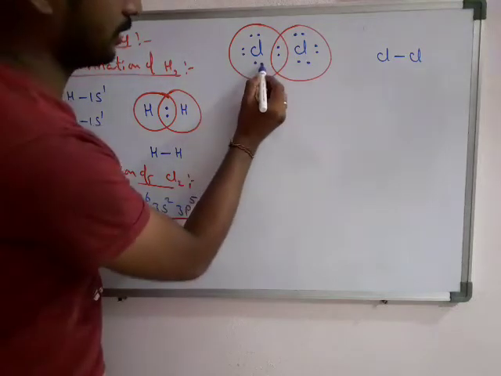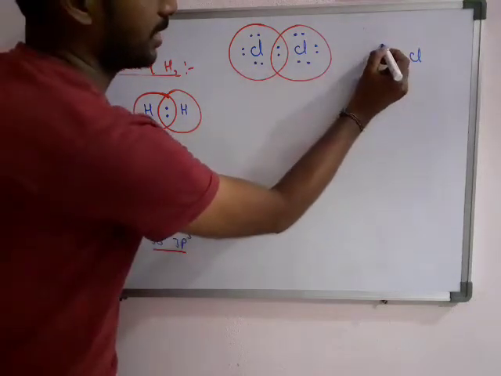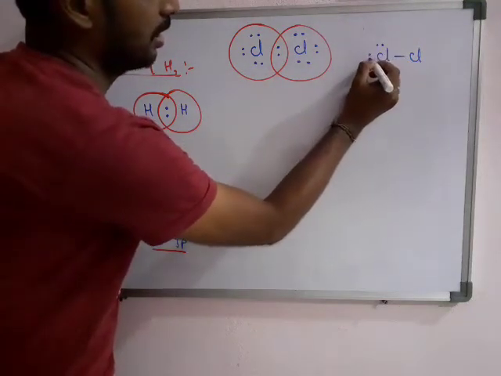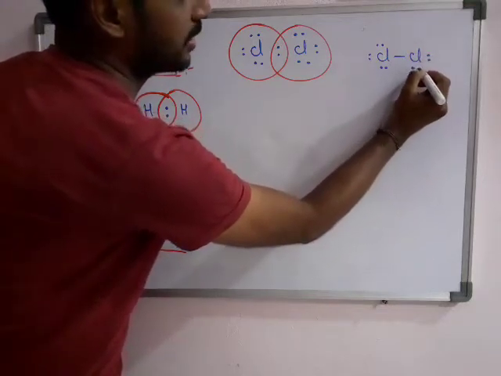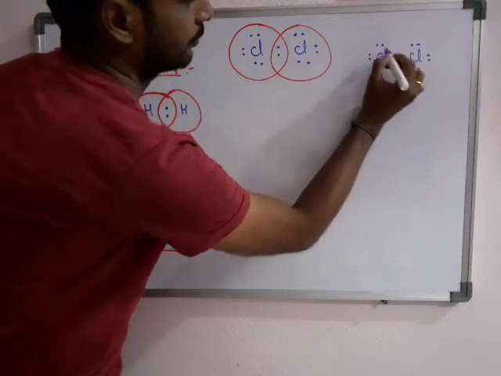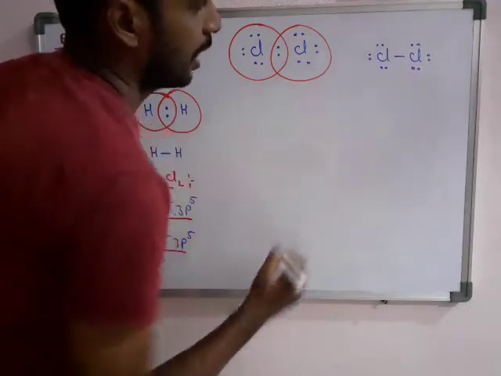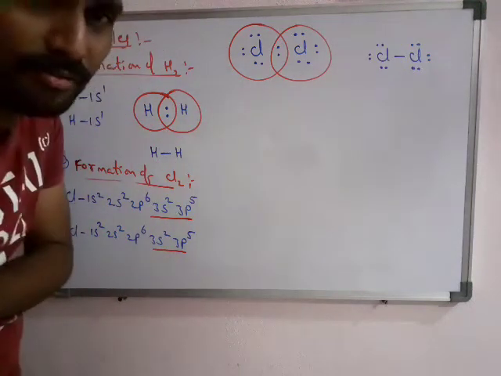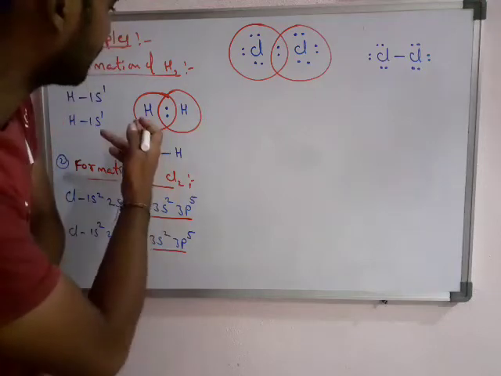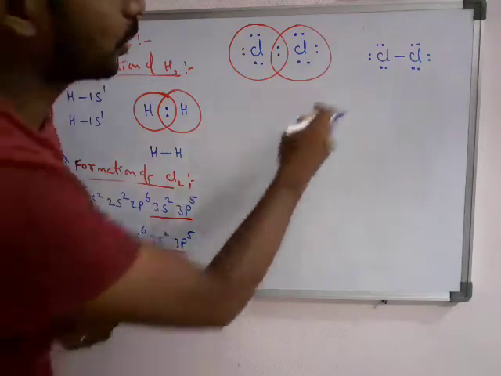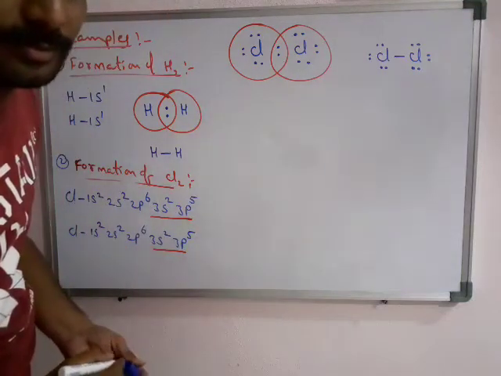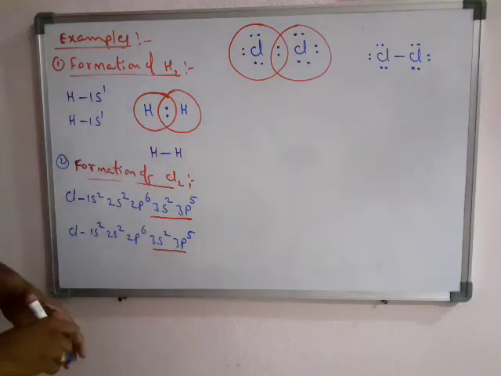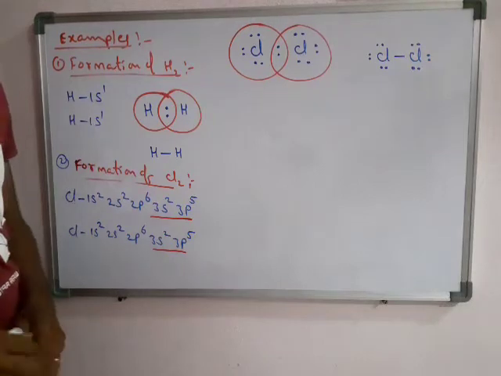So what about the remaining electrons? The remaining electrons, which are not used in the bond formation, are called lone pairs of electrons. In hydrogen there are no lone pairs, but in chlorine there are 3 lone pairs on each chlorine. Okay, so now see the other example.